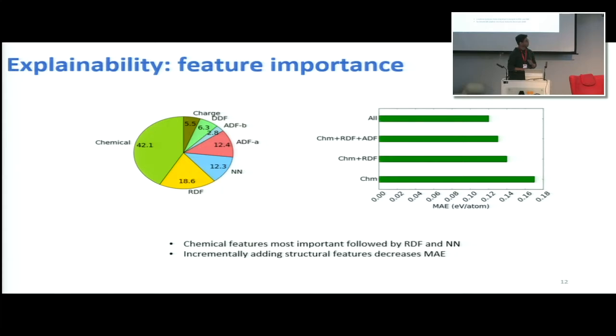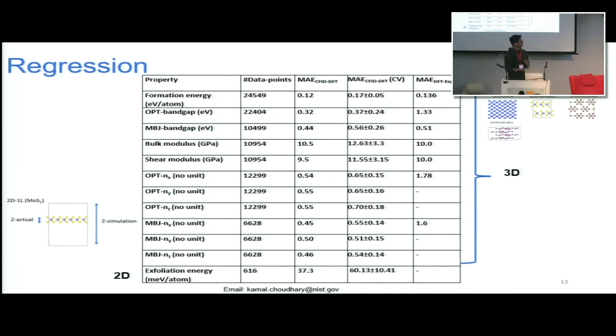where we sequentially add more structural descriptors, and we find that the model actually improves its performance. These are some of the models, and we did not just fit 3D, but also 2D exfoliation energy and other properties as well. And we tried, for example, the OptB88vdW and TB-mBJ band gap, refractive index, and the formation energy, of course.